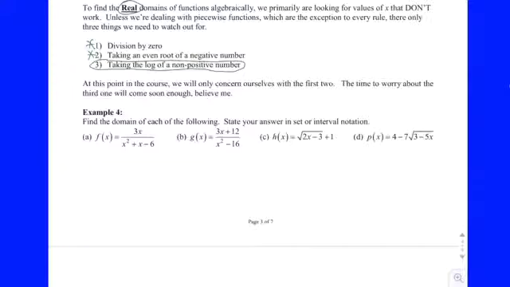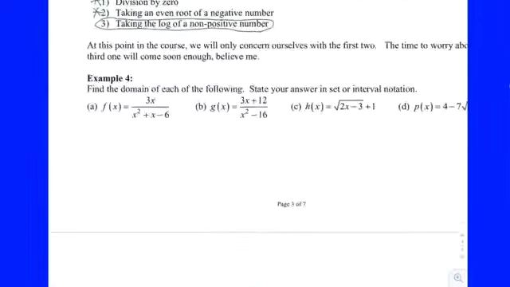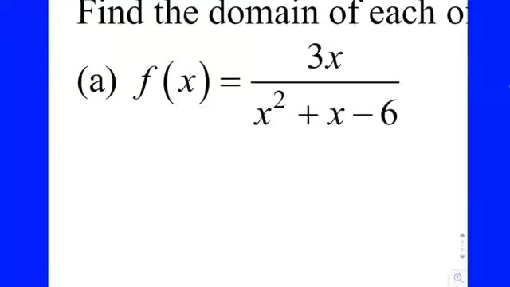So let's take a look then at example 4. That's what we're going to be doing. We're going to practice them in isolation, and then we're going to combine our results. Find the domain of each of the following. We're going to state our answer in interval notation. All right, so we got the function. His name is Frederick, but F is short for Frederick, so his name is F. x is the independent variable. We have a rational function. It's a polynomial over polynomial.